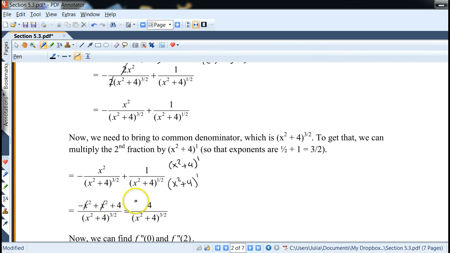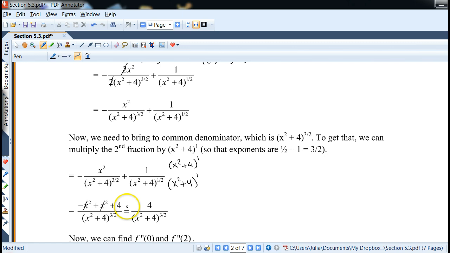So what we're going to have is x squared plus 4 to the 3/2 power on both denominators, which will combine into 1. And on the top here, we'll have negative x squared. I just put the negative on the x squared, plus 1 times x squared plus 4.